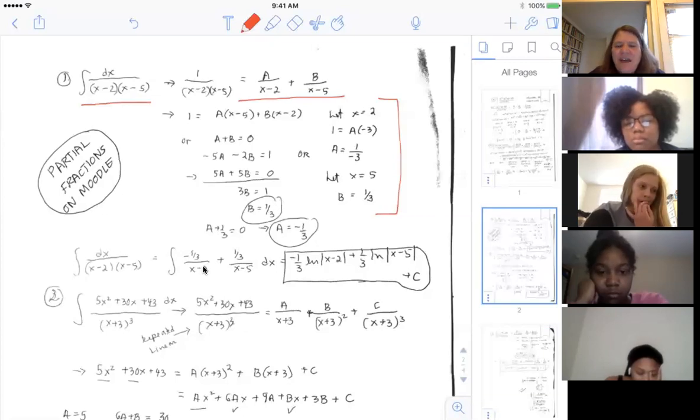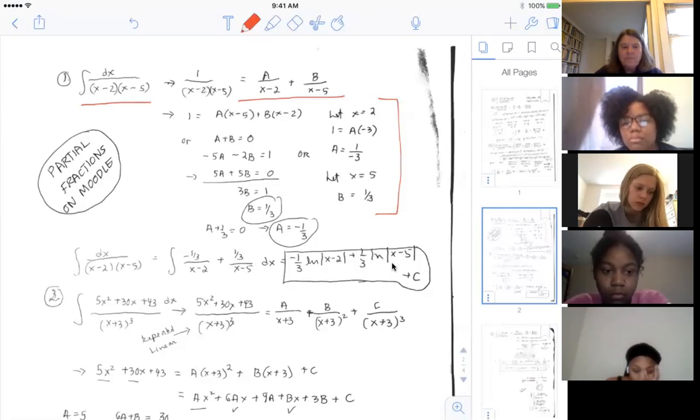Then it's easy to integrate. Both of those things are natural log, one with a minus 1/3, one with a 1/3. Turned out to be pretty easy. So that one, I think people are probably doing okay on that.